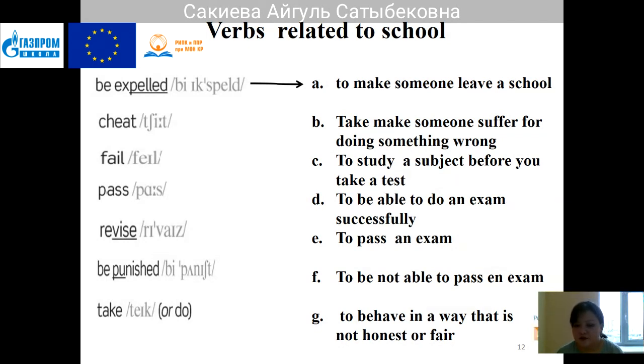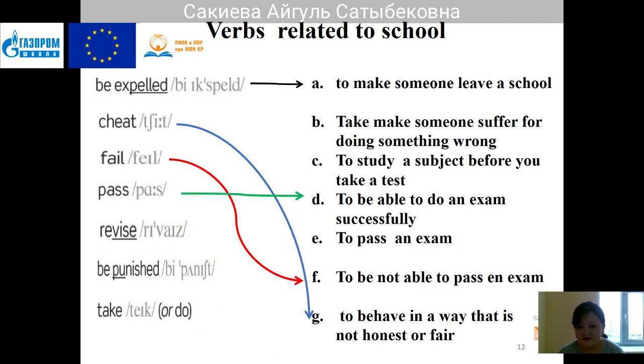Okay, cheat. What's the meaning of cheat? G. Yes, correct. So who was the person who gave the correct answer? Yes, Artyom. Yes, G. Okay, next. Fail. F. Yes, to be not able to pass an exam, right? Pass. What's the meaning of pass? A. Pass is to be able to do an exam successfully. Okay. Revise. What's the meaning of revise?